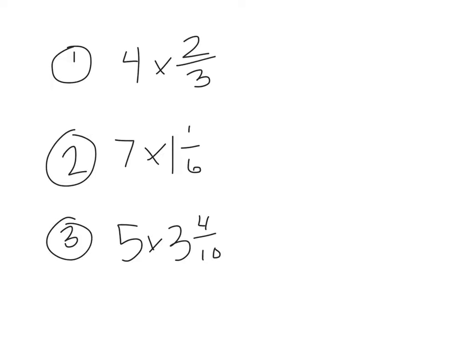Okay, these are your exit tickets. The first one is 4 times 2/3. The second one is 7 times 1 1/6. The third one is 5 times 3 4/10. Go ahead and take a moment to solve them now.